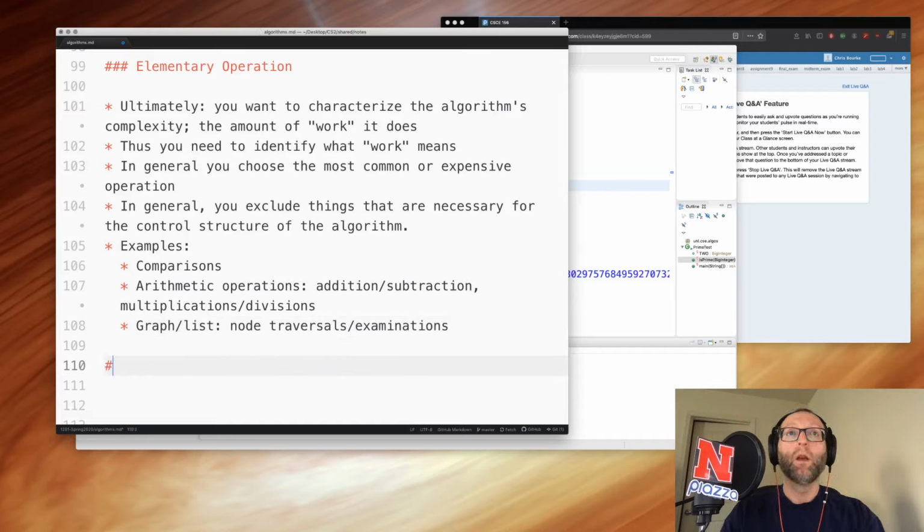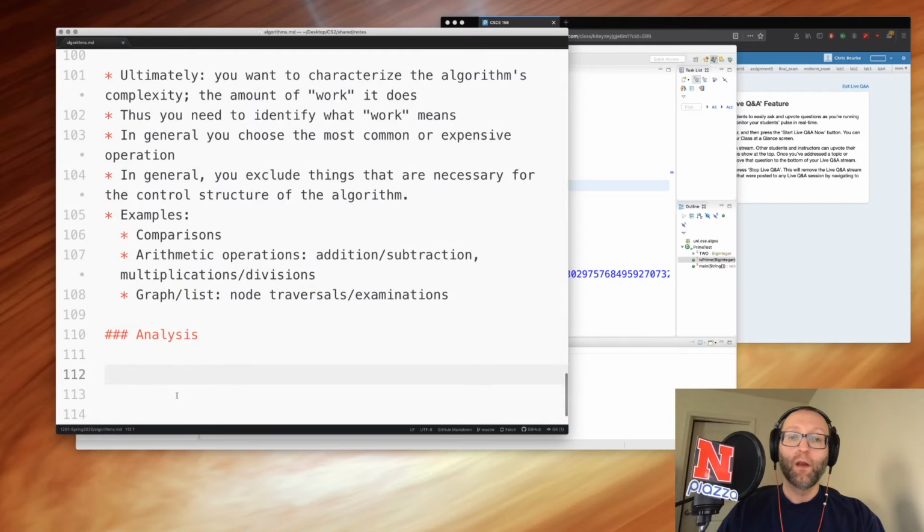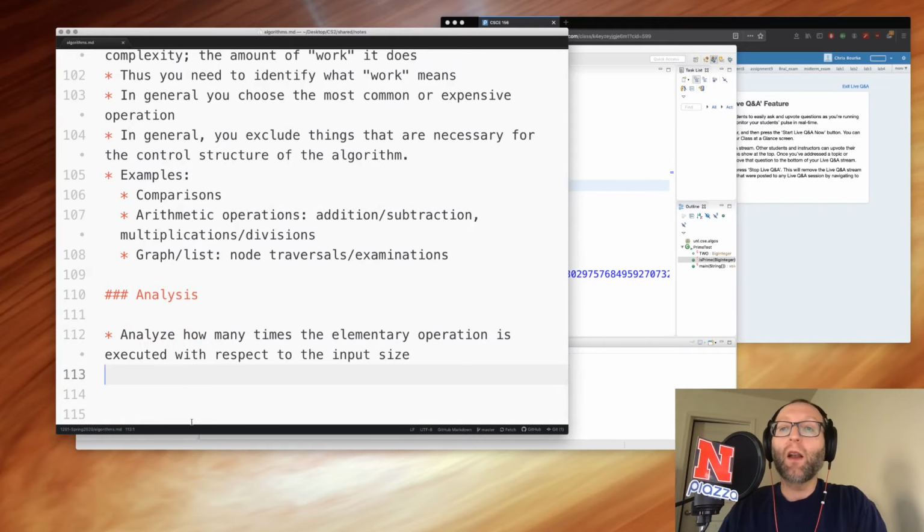Okay. Our fourth step is analysis, right? And again, I'm just going to cut and paste what we had from above. Ultimately, we're going to want to analyze the number of times the elementary operation is executed with respect to the input size, because that's going to capture the amount of work. If I've got a collection or an array of size 100 and we end up doing 1,000 comparisons, then that's the kind of relation that I want.